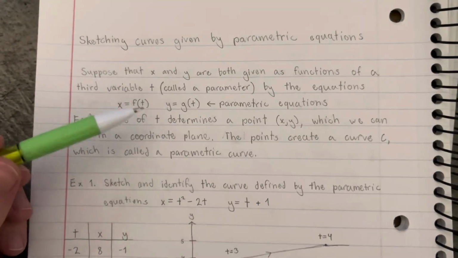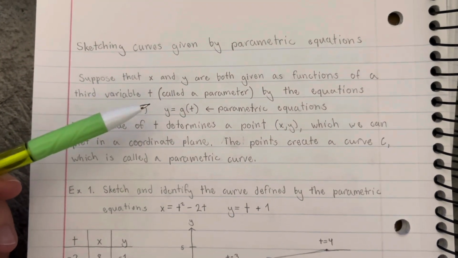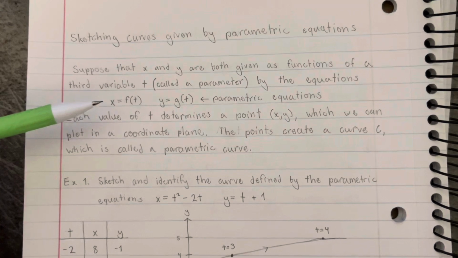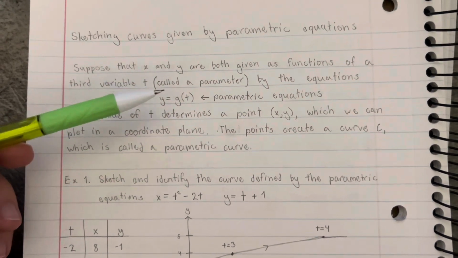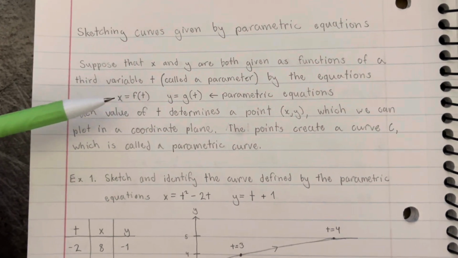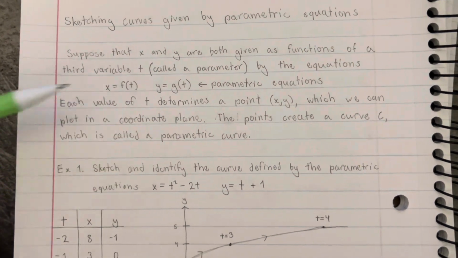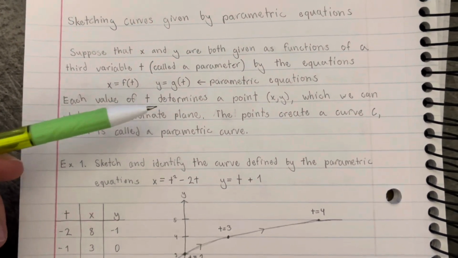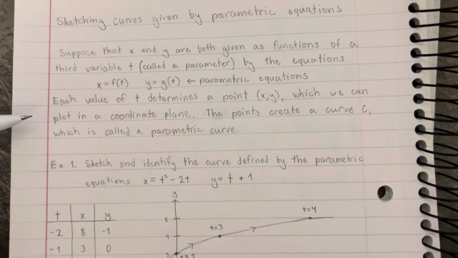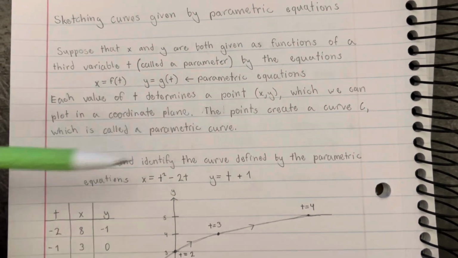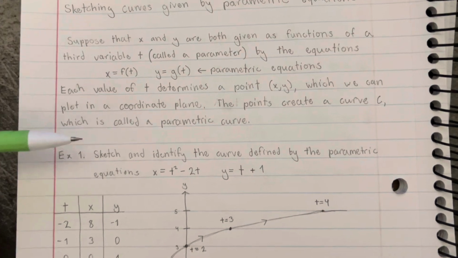Parametric equations are when x and y are both given as functions of a third variable, which we'll call t, and it's called a parameter. Some examples of parametric equations are x equals f of t and y equals g of t. Each value of t determines a point (x, y), which we can plot in a coordinate plane, and then these points create a curve C, which is called a parametric curve.